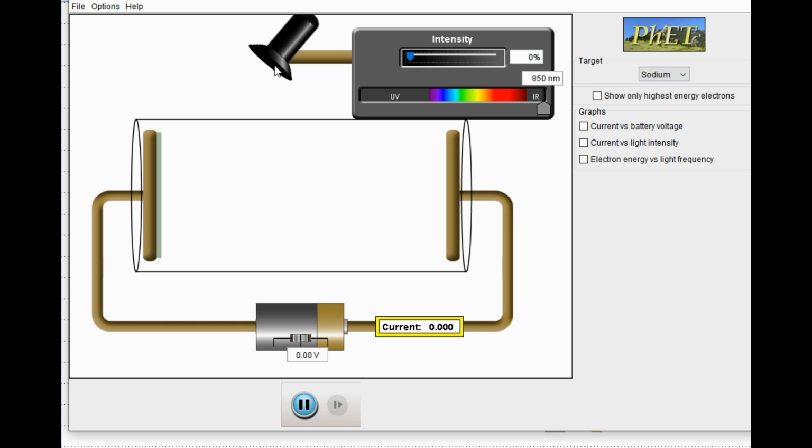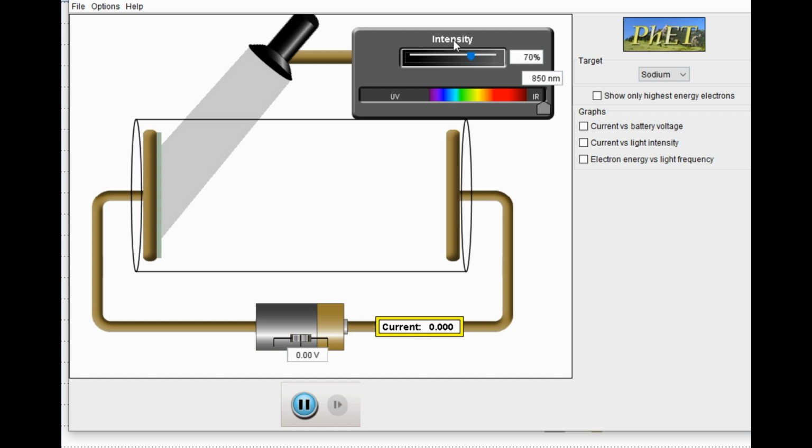We just need to notice and observe what happens when we shed light on the plate. With sodium, I'm going to put the intensity at 10, nothing happens. 20, so I'm increasing the intensity gradually and nothing is happening. Why is that? Why do you think nothing happens?